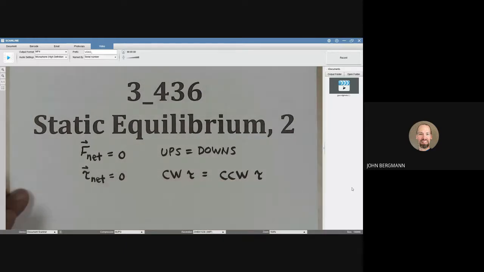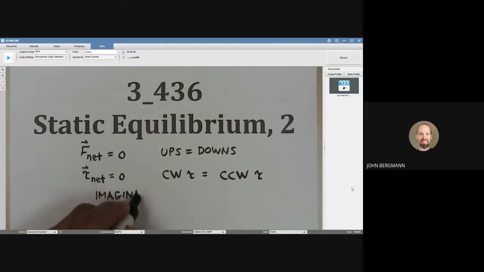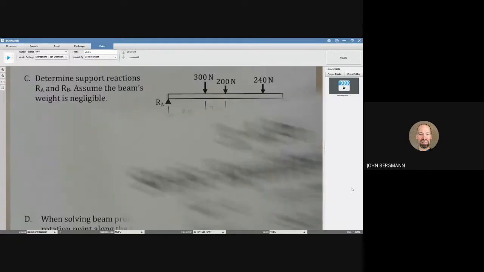The other thing that is important with beam problems is we need to put in somewhere, and we'll show you how to do this, an imaginary pin, an axis about which we're going to find all of our torques. Let's show you how to do that.